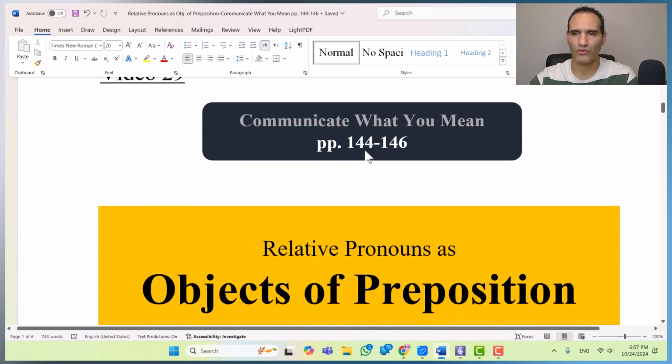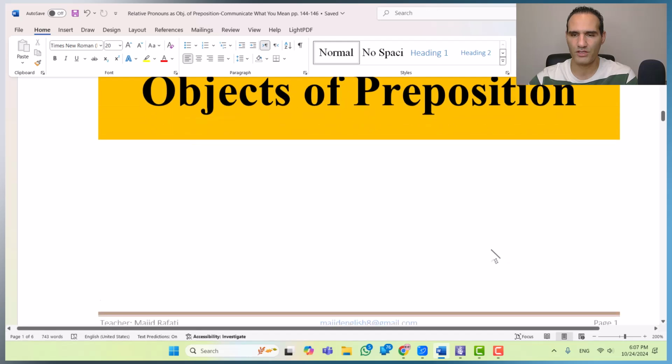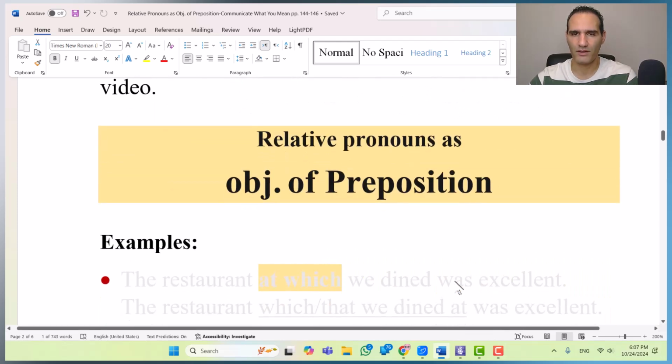It is pages 144 to 146 of Communicate What You Mean. As I told you, relative pronouns as object of preposition. And for better understanding of this video, you'd better watch video 1, which is a general understanding of basics of advanced English grammar, like phrase, clause, dependent, independent, and so on. Video 25 about adjective clauses, 28 about relative pronouns as objects. And after that, you will better understand this video.